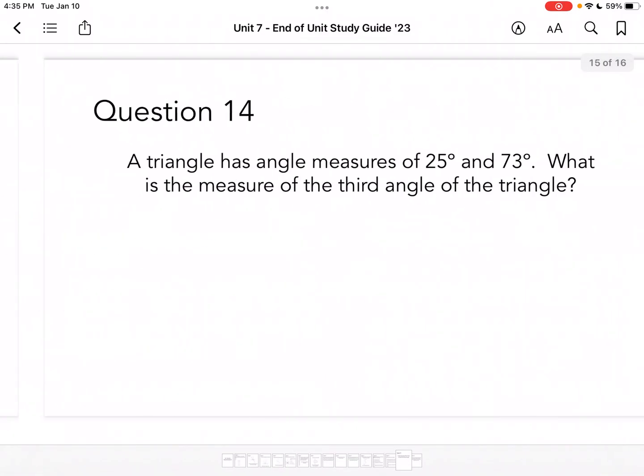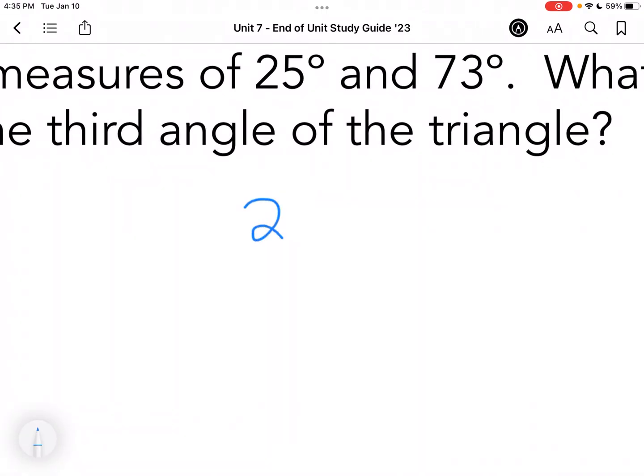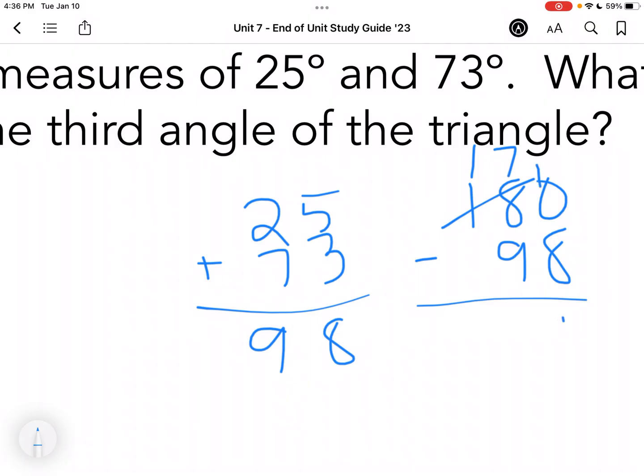All right, a triangle has angle measurements of 25 and 73. What could be the third angle? So I know 25 plus 73 gives me 98, so 180 minus 98. I get 82 degrees.